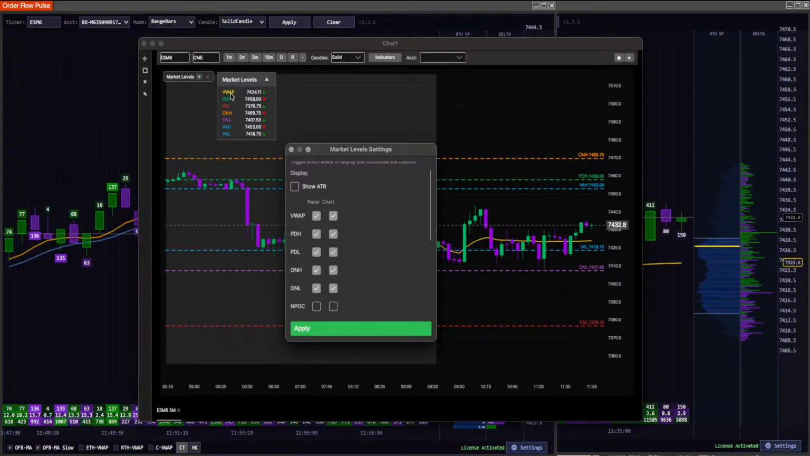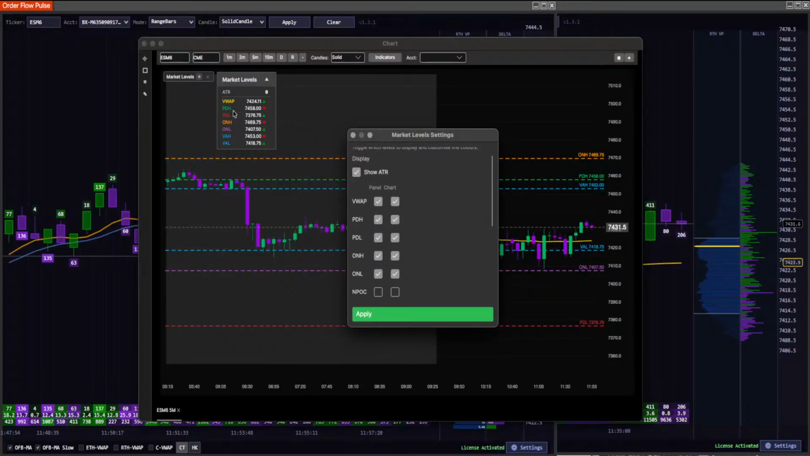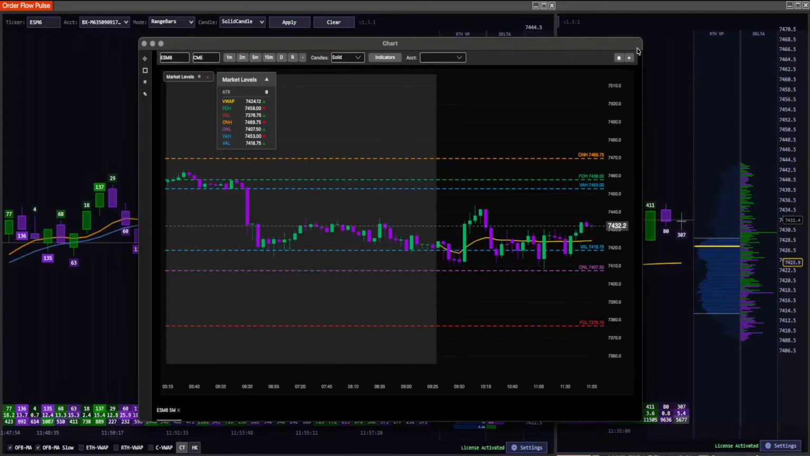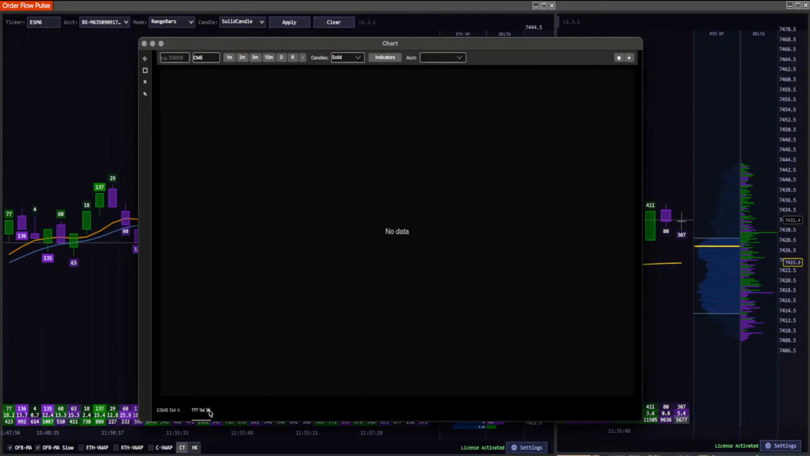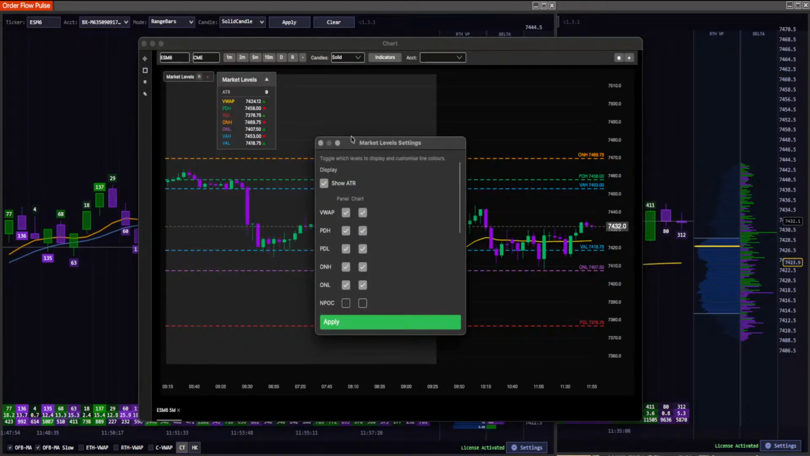So show ATR. If you don't want to show the ATR, just uncheck it. It goes off the current candle that you're on. So right now, if you look down at the tab here, because you can do multiple tabs. You can click on the new tab. You can click it off. We're on a 5 minute. So the ATR for the 5 minute is like 9 for the ES.